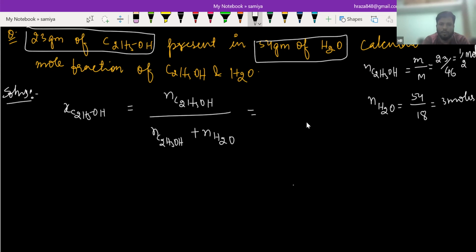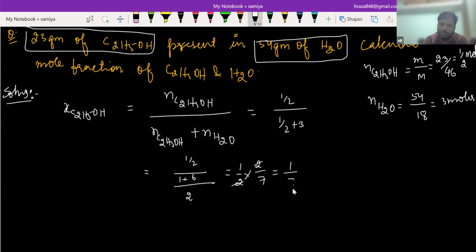Now putting the values: 1 by 2 upon 1 by 2 plus 3. Taking LCM, the LCM will be 2, so 1 plus 6 is 7. So it will be 1 by 2 into 2 by 7, which is 1 by 7. The mole fraction of C2H5OH will be 1 by 7. Are you getting my point?